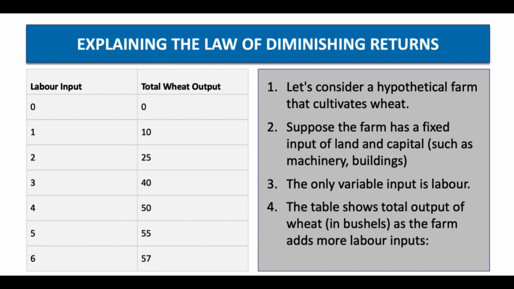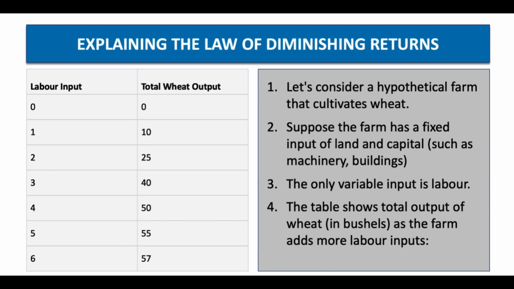So, let's take a hypothetical situation: a farm that cultivates wheat, and we're adding more labour to the production process. On the chart here, we can see the impacts of adding more labour to the total output of wheat. We assume that the farm has a fixed input of land and capital, such as machinery and buildings, and the only variable input is labour.